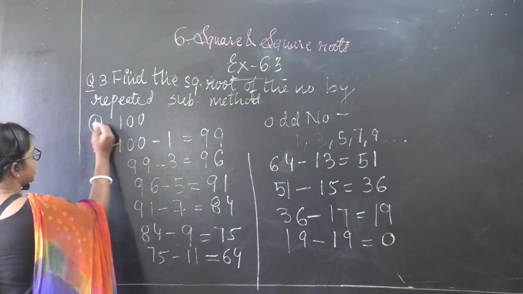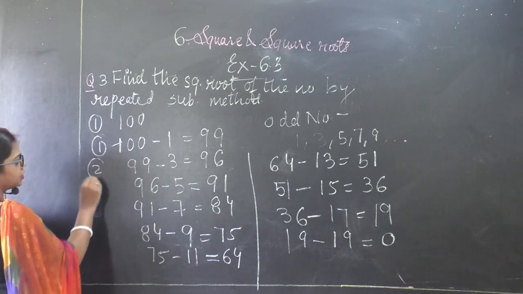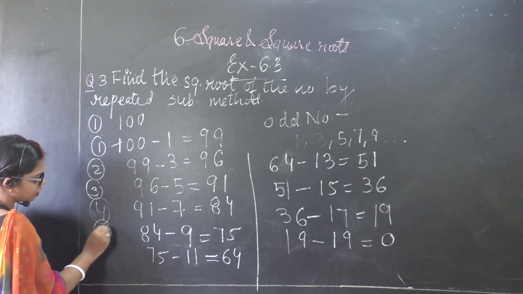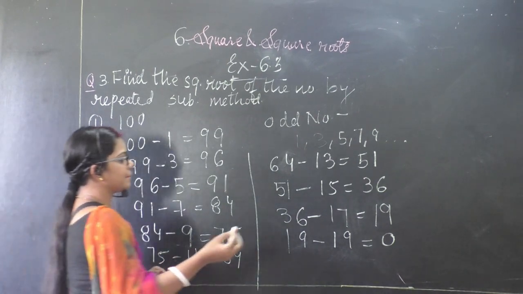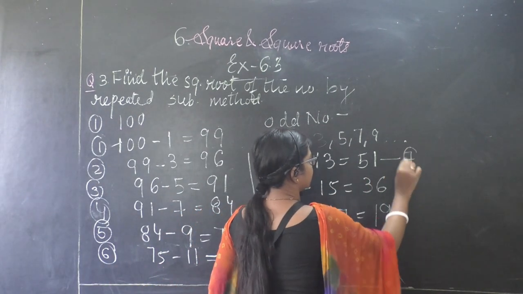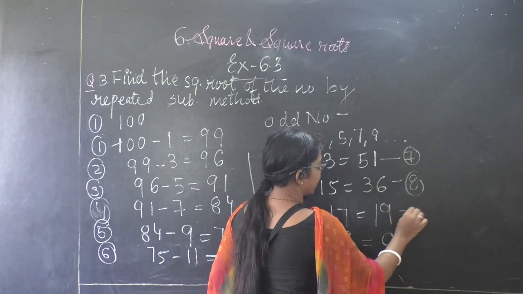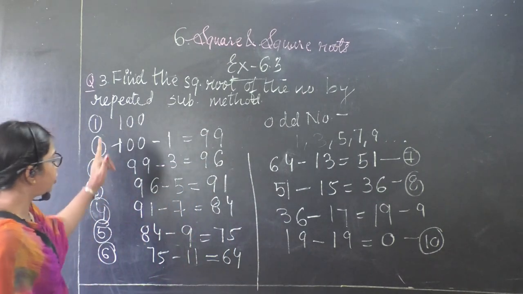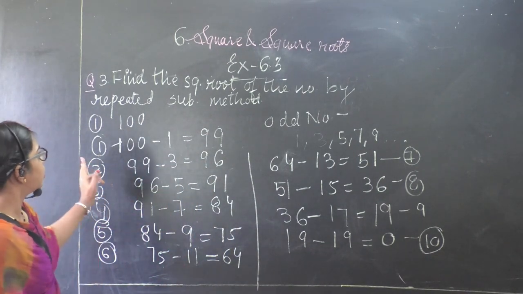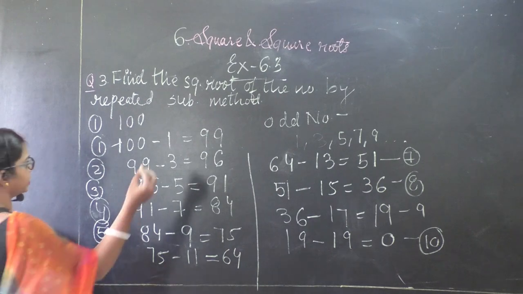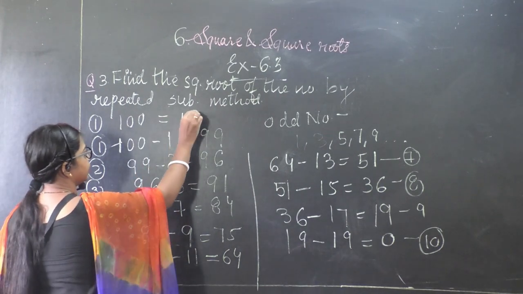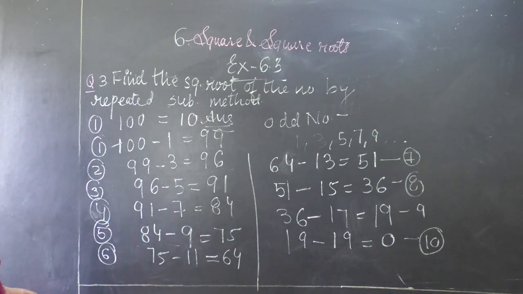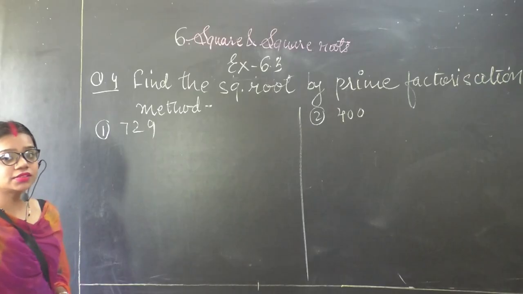So this is first, second, third, fourth, fifth, sixth, seventh, eighth, ninth, and tenth. So here you took 10 steps to solve this by the repeated subtraction method. So the answer will be 10. The square root of 100 is 10. This is question number 4.